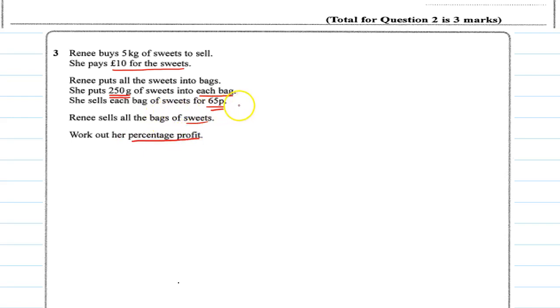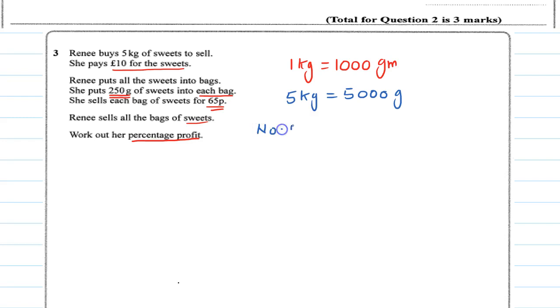Yeah, so this is given here. Now let's calculate. 1 kg is 1000 gram. So here it is given 5 kg, so 5 kg is 5000 gram. Now she puts 250 gram of sweets in a bag. So how many bags are there? The number of bags will be 5000 divided by 250. One top zero cancels with one bottom zero. 500 divided by 25, so 50 divided by 25 is 2, so it will be 20 here.